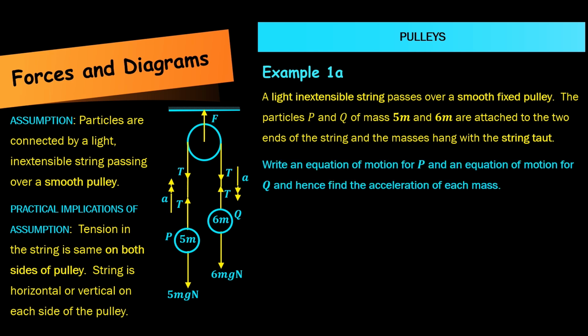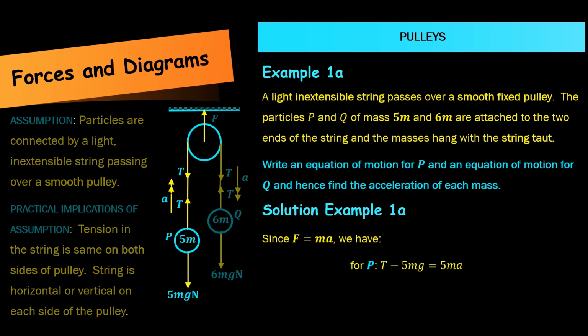Let's have a go at example 1a first. We are required to write an equation of motion for P and an equation of motion for Q, and hence find the acceleration of each mass. So let's solve this. Since F equals ma, we have for P the force in the direction of acceleration is T minus 5mg equals the mass, which is 5m, times a, which is the acceleration.